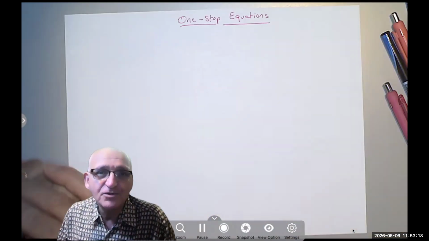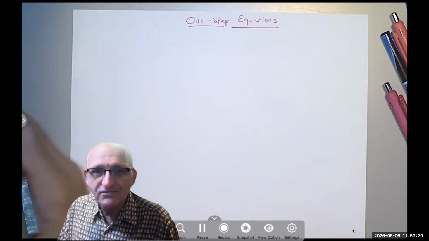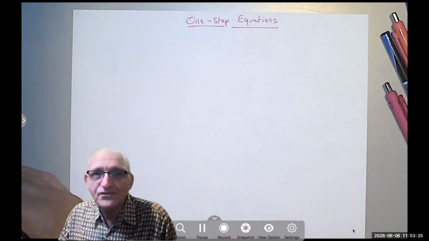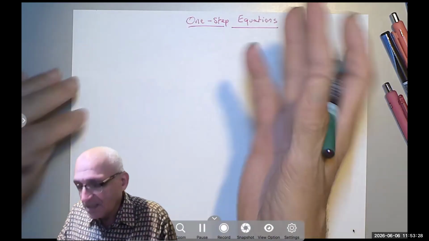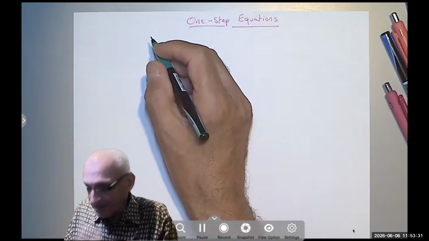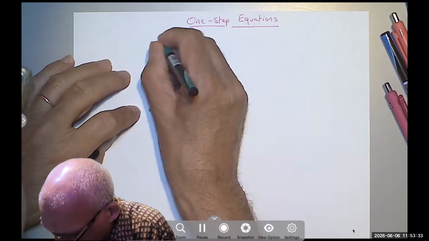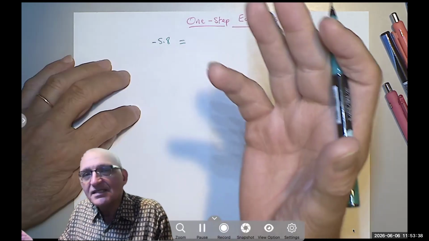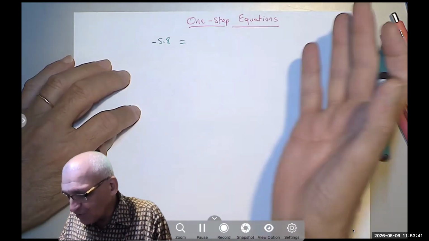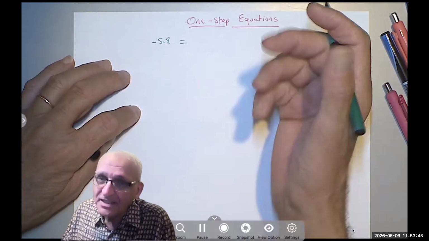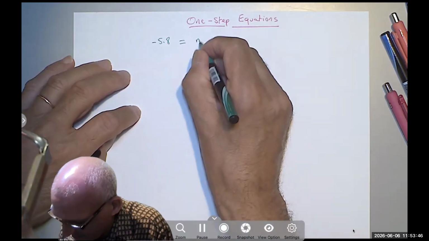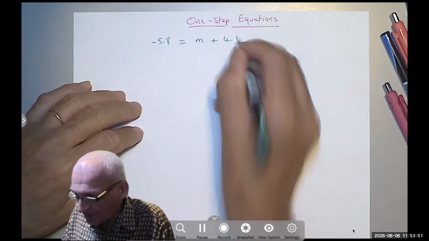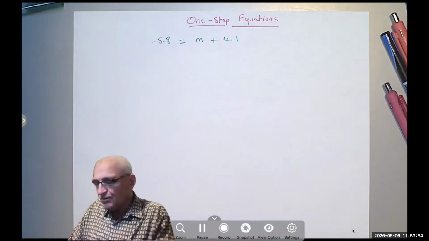It's up to you. It's a matter of taste from my point of view. I prefer to have the variables on the left-hand side to be consistent, but there is nothing preventing you from solving it the other way around, as you will see. For example, here I would write any number, let's say negative 5.8 equals, and then I'm going to select a symbol or a letter for my variable. Since my name starts with M, I'm going to say M, and then maybe plus 4.1. And I want to solve for M.